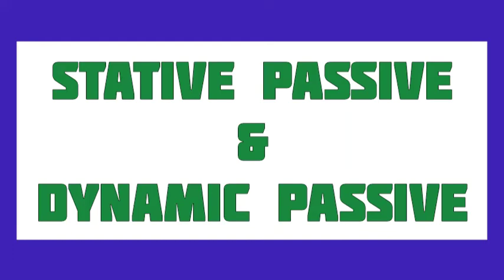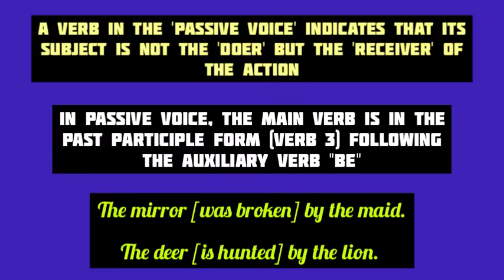Today's lesson is stative passive and dynamic passive. As you know, a passive voice verb indicates that the subject is not the doer but the receiver of the action. In other words, if a verb is in the passive voice, it indicates that an action is done to the subject and not by the subject.